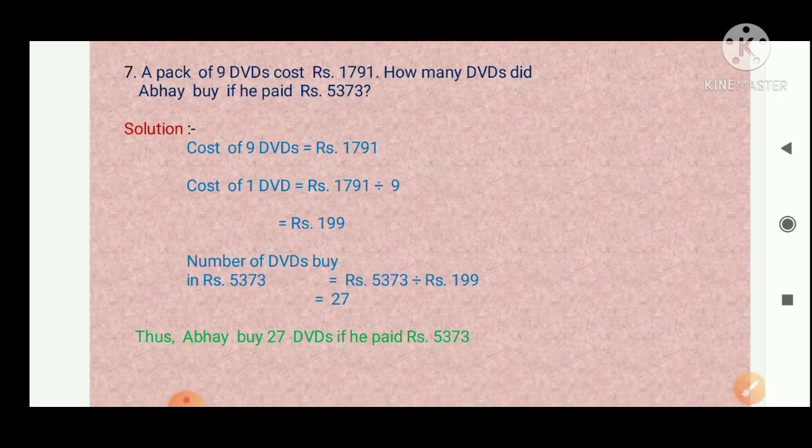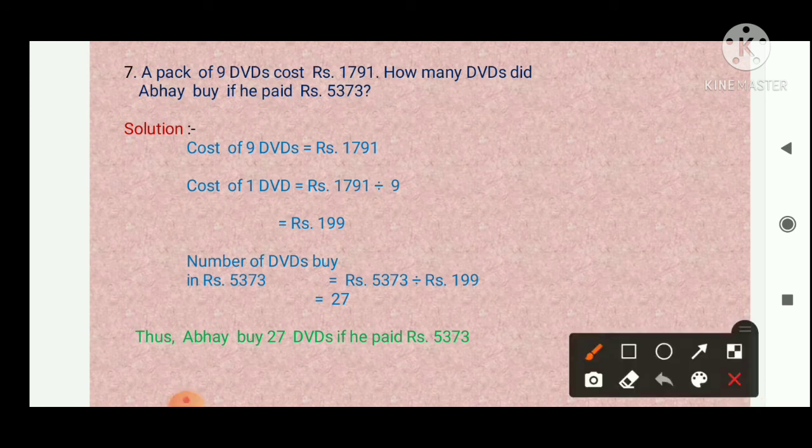A pack of 9 DVDs cost 1791 rupees. How many DVDs did Abhay buy if he paid 5373 rupees? Now here cost of 9 DVDs is given 1791 rupees. So to find here number of DVDs in 5373 rupees, first we have to find out cost of one DVD. So how to get it? By dividing 1791 by 9.